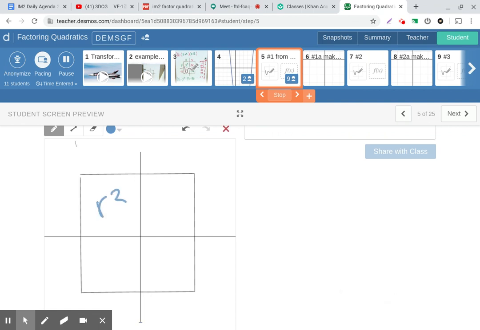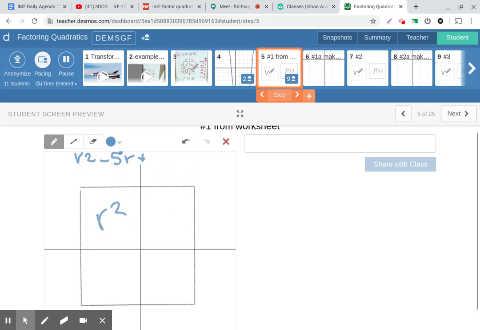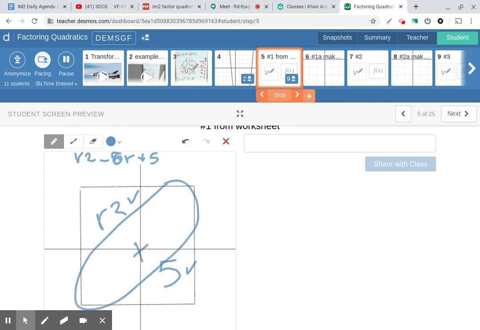Now the original one was r squared minus 5r plus 6, was it? Let me check it out. Okay, I don't know why I can't remember these things. And then minus 6r, and then plus 5. Okay, so the two that you start off with are these two. So go ahead and write both of these in there. And these two have to add up to negative 6r, which means they both have to have r in there.